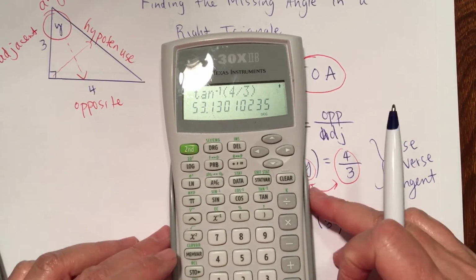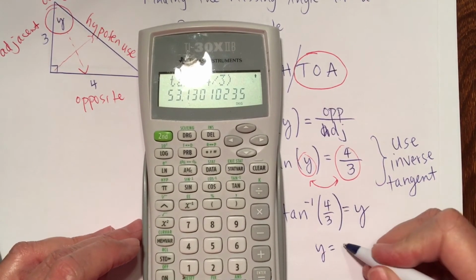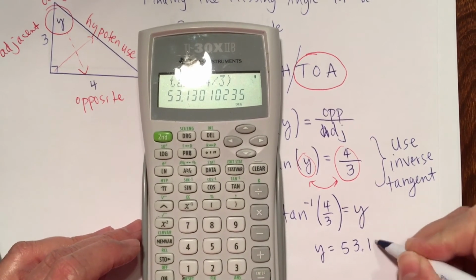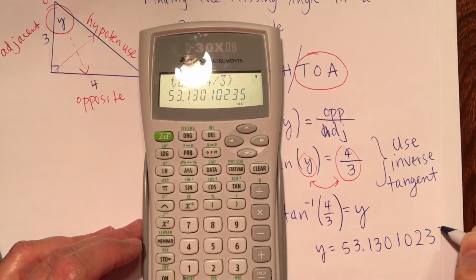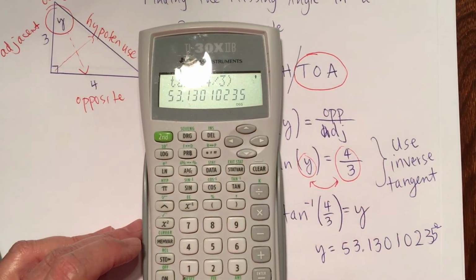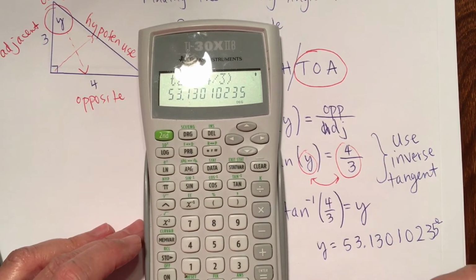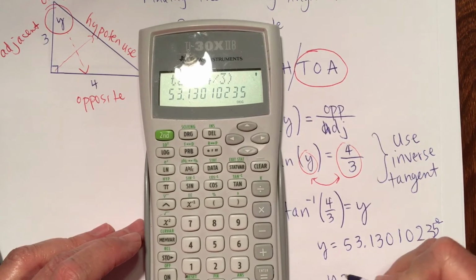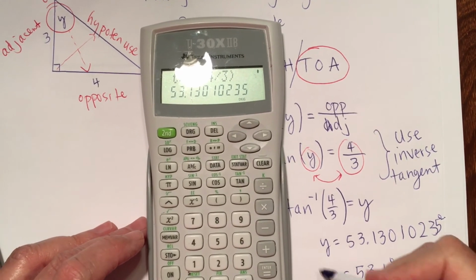The angle Y is 53.13010235 degrees. Let's go ahead and round that to 1 decimal place. Y is 53.1 degrees.